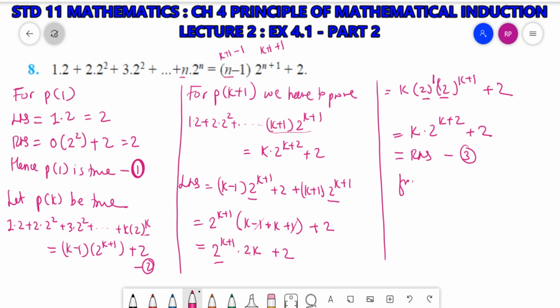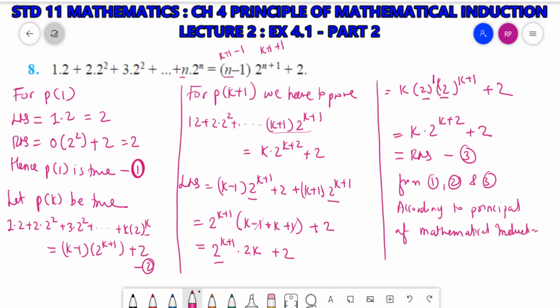So from 1, 2 and 3, according to the principle of mathematical induction, P of n is true for every n belonging to N. Clear? So this was question number 8. So just note it down.